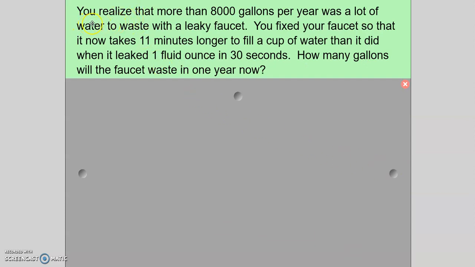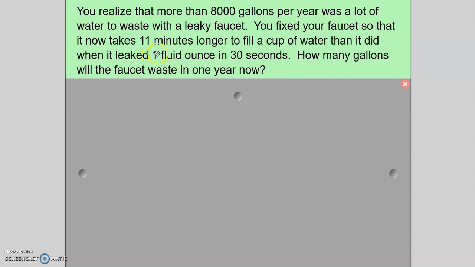So let's continue with that problem and take a look at the following. You realize that more than 8,000 gallons per year is a lot of water to waste with a leaky faucet. So you fixed your faucet a little bit so that it now takes 11 minutes longer to fill a cup of water than it did when it leaked 1 fluid ounce per 30 seconds. So now how many gallons will the faucet waste in a year now?